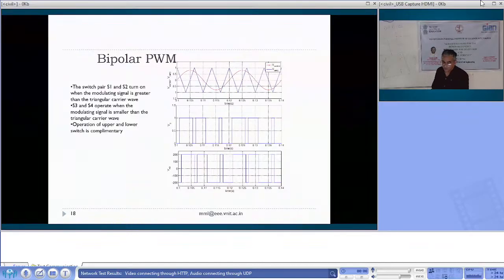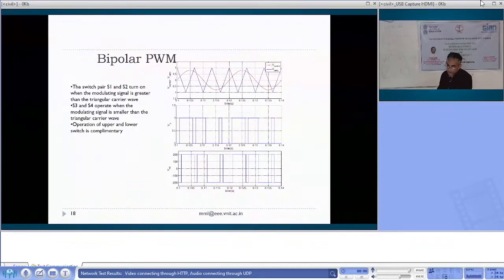Okay. So we have VAB. The third waveform that we have, VAB, is a pulse waveform. Clear? 200 to minus 200. So that is a bipolar PWM. There is no zero state here. Either you can have 200 or you can have minus 200. That is bipolar.